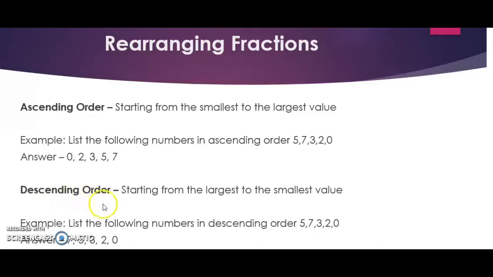For descending order, which is the opposite, we're starting from the largest to the smallest value. We're going to rearrange the same set of numbers. However, when we rearrange them in descending order, we're going to start at 7, 5, 3, 2, 0. So it is very important that we know the meaning of the different terms, ascending and descending.